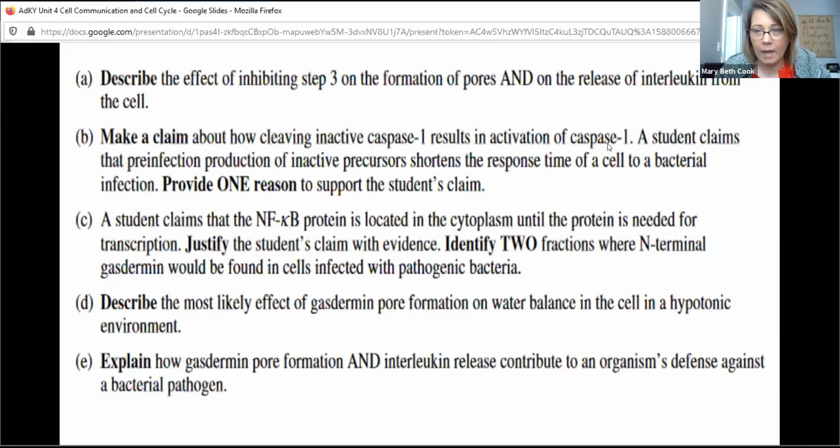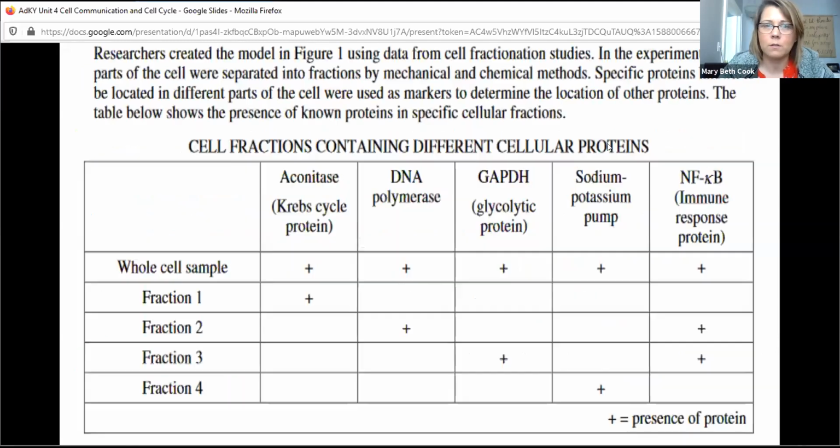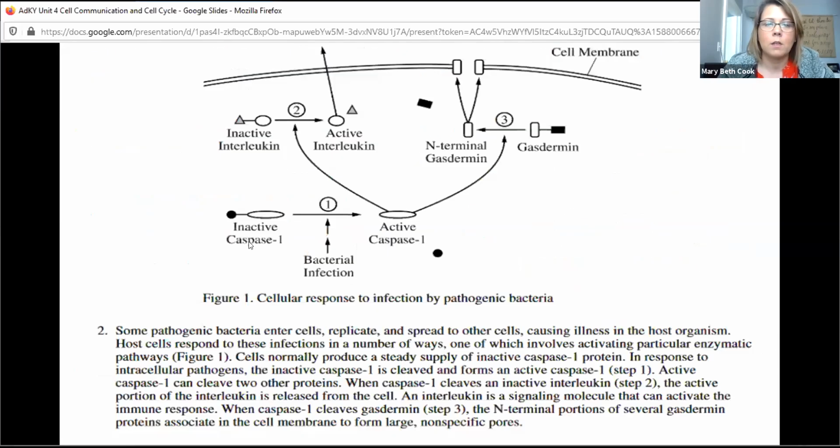So I'm going to go back so you can see the picture. So here's our inactive caspase. How does cleaving it? So if you look in this picture, we're just kind of cutting off that little black circle, and now it's active. So it's just kind of the white oval. How does that activate it? So you're just making a statement of how just cutting that part off activates that molecule. So again, I'll ask you to go to chat.